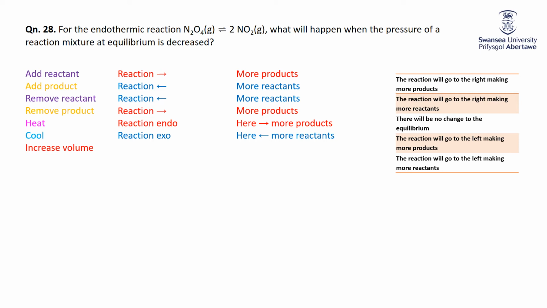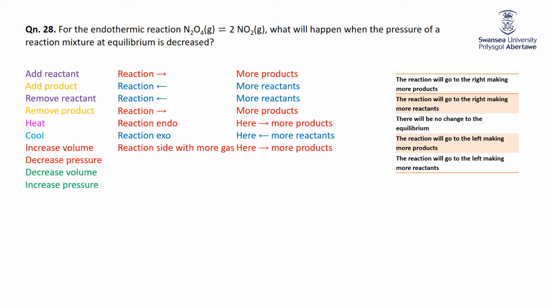Increase the volume. Well, increasing the volume decreases the pressure. Any reaction will go to the side with more gases to increase the pressure up again. Here we have 1 gas on the left, 2 on the right, so here we'll go to the right to make more gases, so more products. Obviously flip around: decreasing the volume increases the pressure. Any reaction goes to the side with less gas to try to decrease the pressure again. Here again, 1 gas on the left, 2 gases on the right, so here the reaction will go to the left.